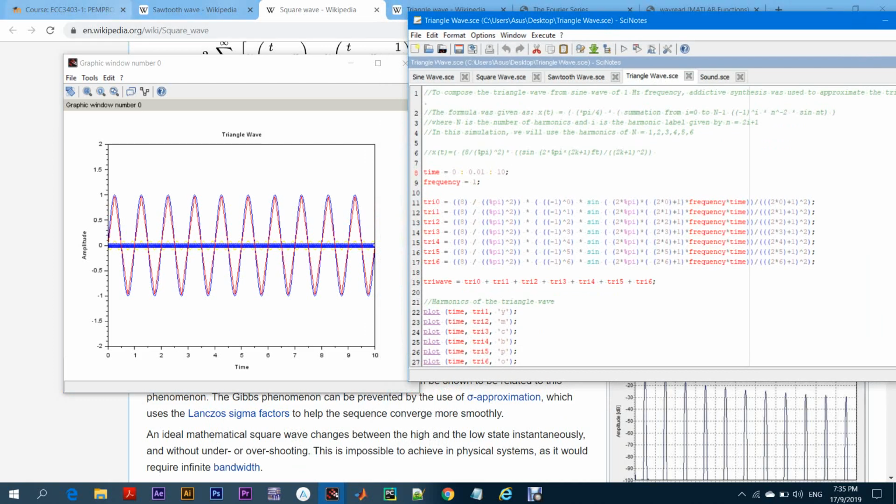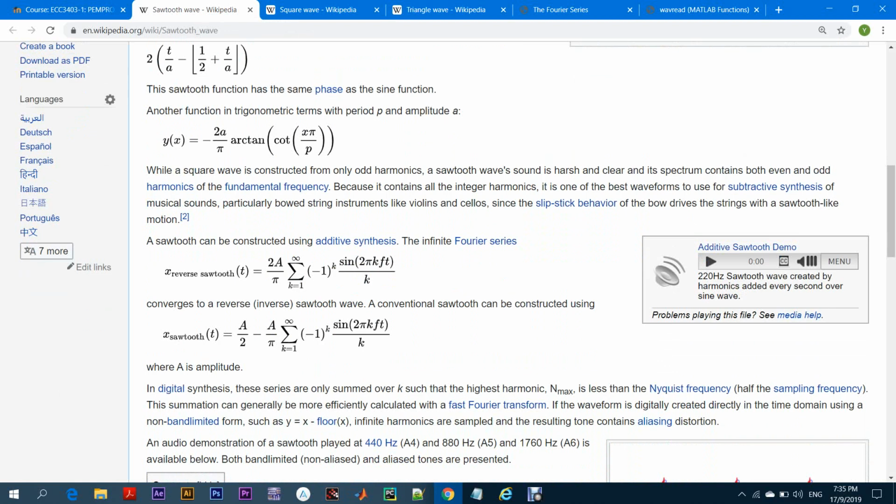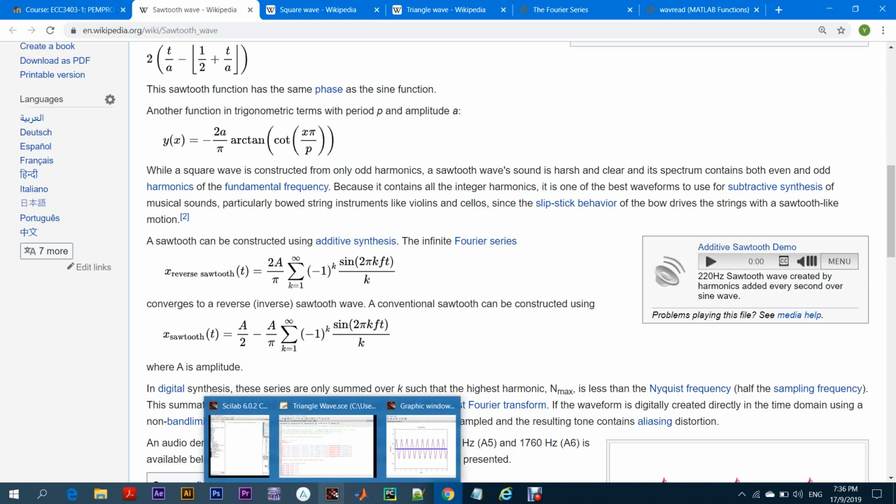And then the last one, the sawtooth wave. Also we can get the formula, which is written here. A sawtooth can be constructed using additive synthesis. The infinite Fourier series x reverse sawtooth(t) equals 2A over pi times the summation of k equals 1 until infinity of (-1)^k sin(2πkft) over k. f is the frequency, t is the time, k is the harmonics, and A here is the amplitude, which in my assignment is equal to 1.